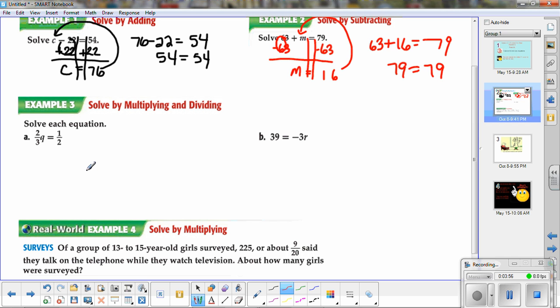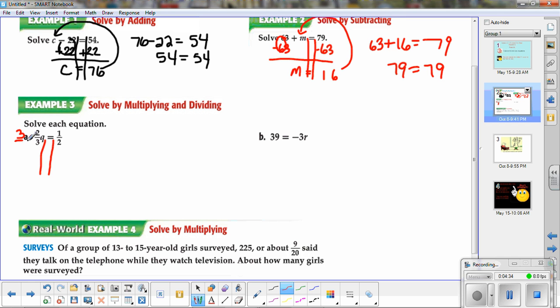Example 3 is 2/3 q equals 1/2. Now our goal is to get 1 q left all by itself. This right here means 2/3 times q. Normally, to undo a multiplication problem, you would want to divide. But when we're talking about fractions, when you divide fractions, you really multiply by the reciprocal. So rather than write a division problem to then turn around and write it as a multiplication problem, let's right away multiply by the reciprocal of that fraction that's attached to the variable.